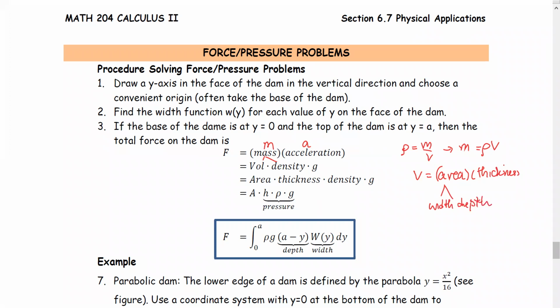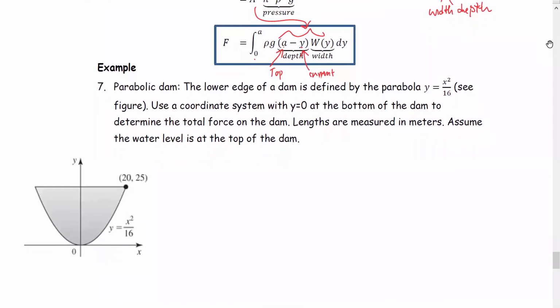So the total force on the dam is F equals the integral from 0 to a, or the bottom of the dam to the top of the dam, of rho times g times a minus y as the depth, times w of y, which is the width, this represents the area, times the thickness, which is dy. So the depth is measured from the top of the dam to the current position. Let's look at the example.